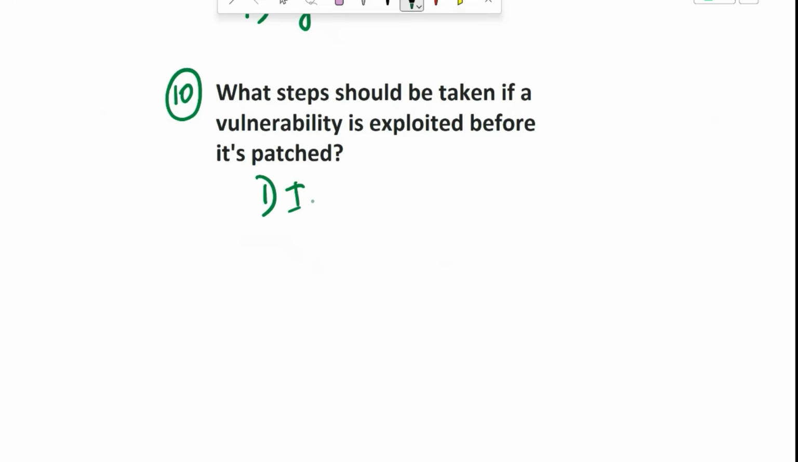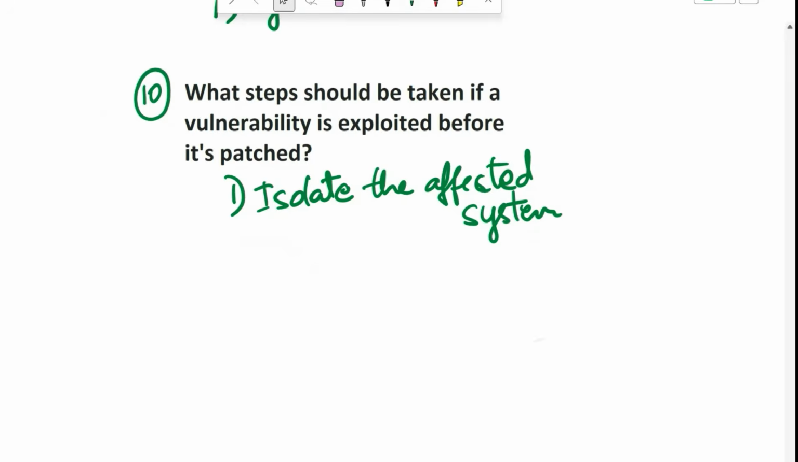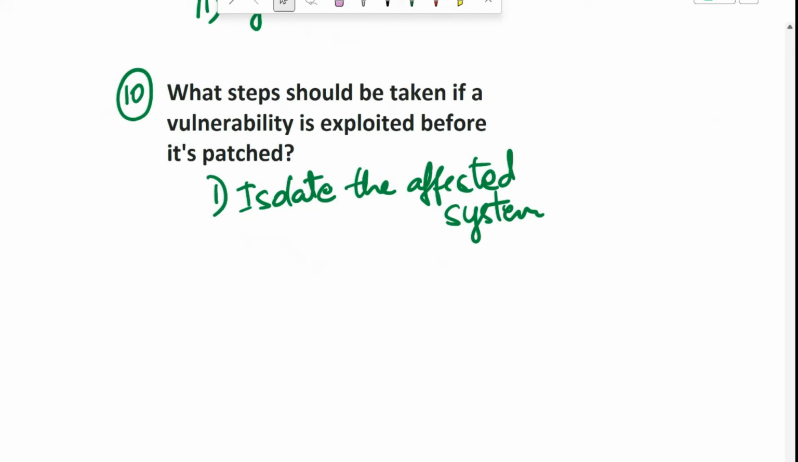So, first, you isolate the affected system. Immediately isolate the compromised systems from the network to prevent further spread of the attack and limit the attacker's access to other parts of the environment.